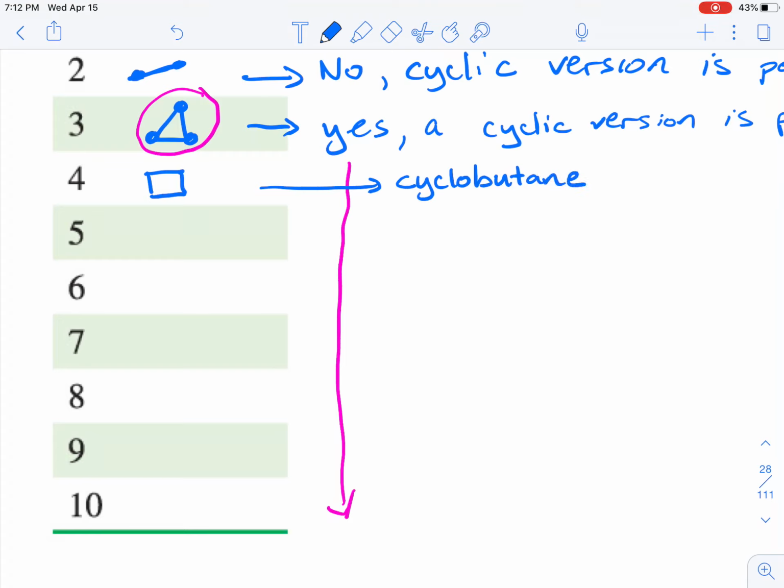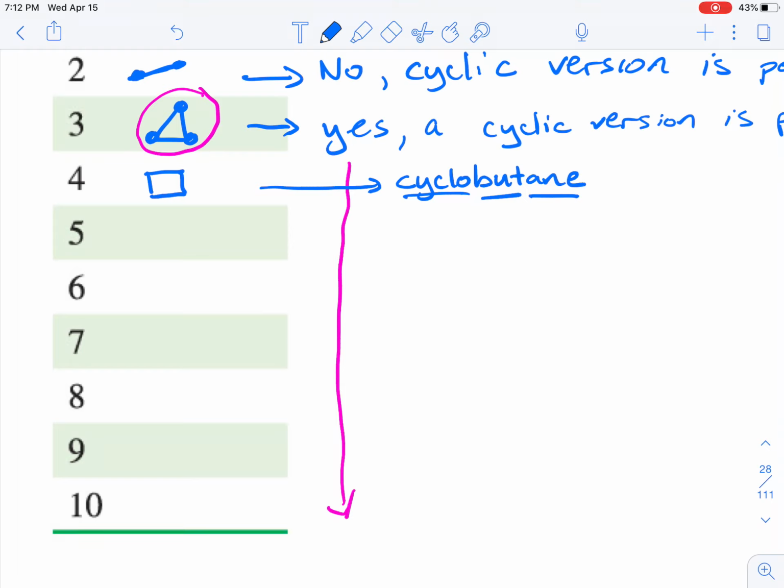So it's a ring, so that's where the cyclo comes in. There's 4 carbons, that's where the bute comes in. And the connection is all single bonds. And so that's where the ANE comes in. All right, so let's go ahead and do the next one.